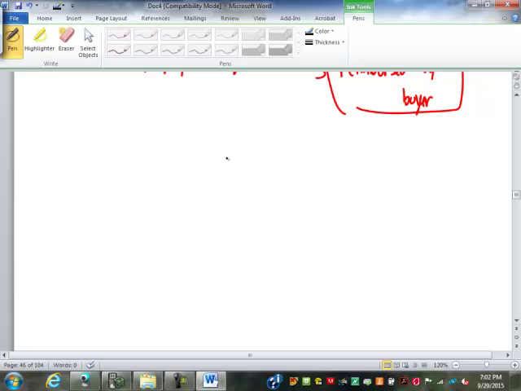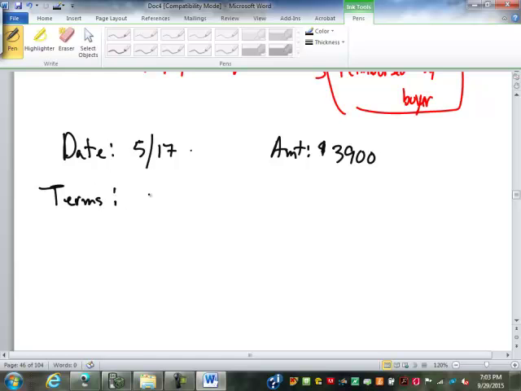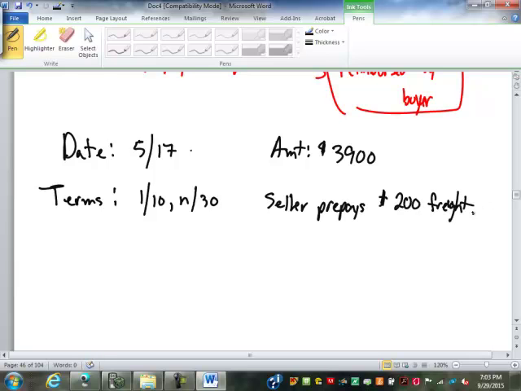So let's look at an invoice date of May 17th. An invoiced amount, a merchandise amount, of $3,900. Terms, 1/10 net 30. Notice there's no modifications to the invoice date there. Seller prepays $200 in freight. So again, seller prepays $200 in freight implies that the buyer is going to reimburse.